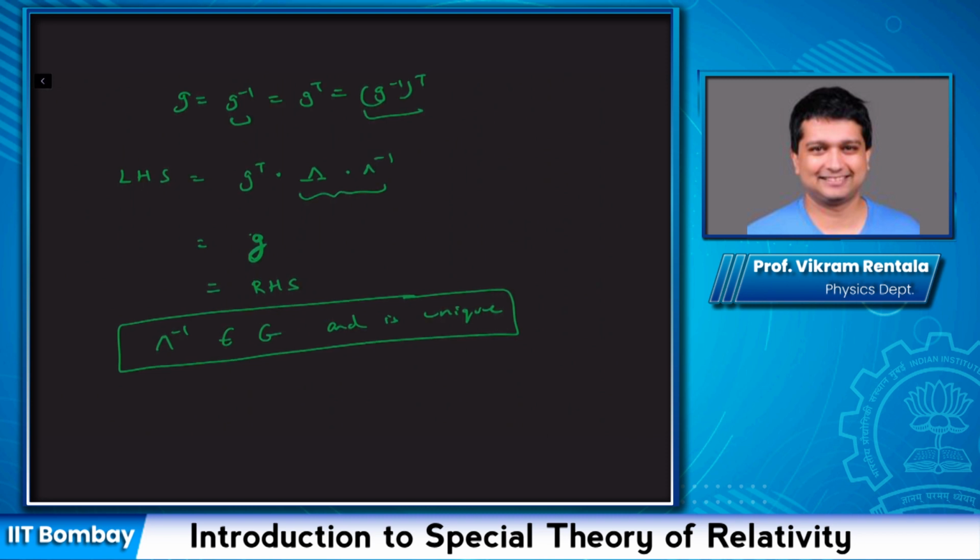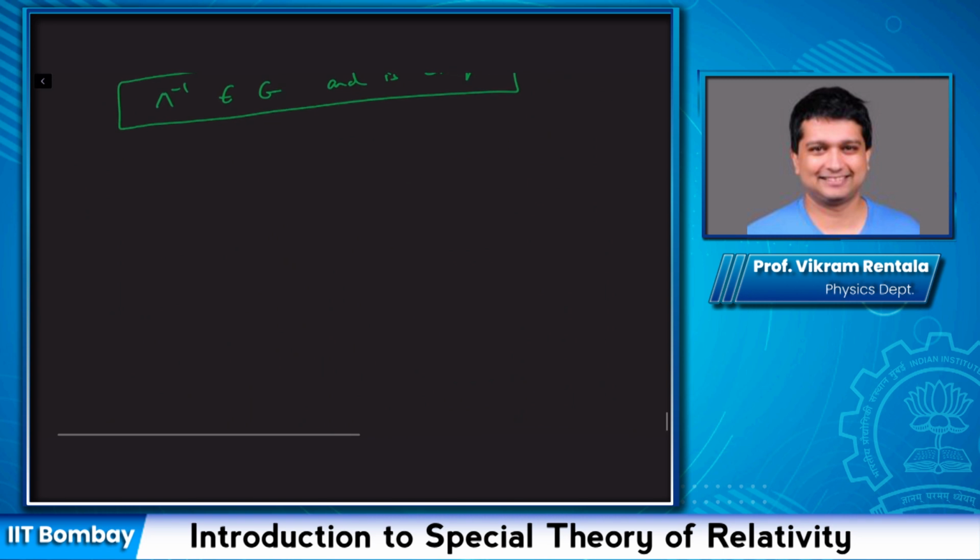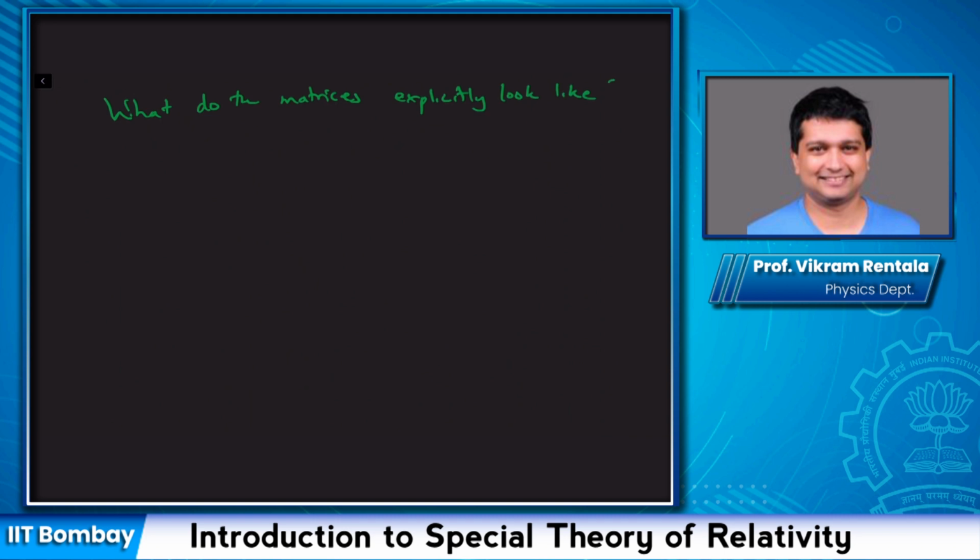So now we know that the matrices lambda form a group, but now we'd like to know, what do these matrices explicitly look like? That is, can I write down the exact matrix? So we can write down a few examples of such matrices which satisfy the property that lambda transpose dot G dot lambda is G. So let's write down a few examples.